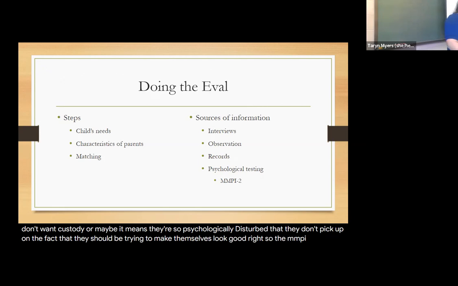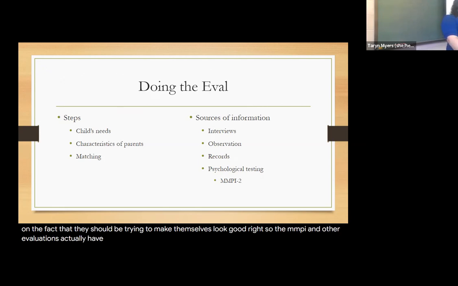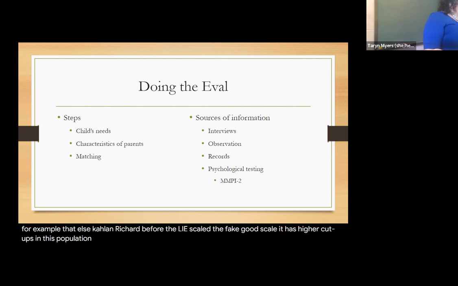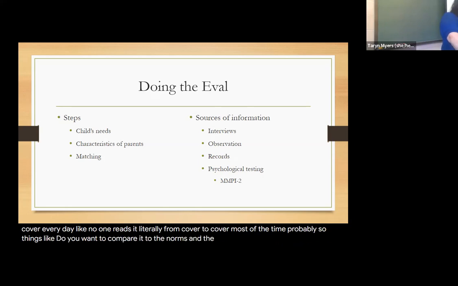So the MMPI and other evaluations actually have separate norms you use for custody evals that take this into account. So for example, that L scale I mentioned before, the lie scale, the fake good scale, it has higher cutoffs in this population. And that's the one that has questions like, I read the paper from cover to cover every day. Like no one reads it literally from cover to cover most of the time, right? So things like that. So you want to compare it to the norms and the studies, particularly done on custody evaluations.